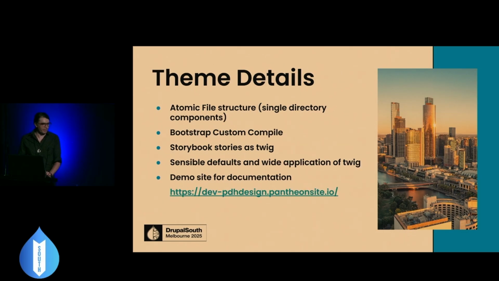We used an atomic file structure using single directory components that were then nested within the types of items. So we've got a folder of atoms, folder of molecules, folder of organisms, etc. Each of those directories contains all the possible Twig files for delivering the given component, along with a storybook Twig file, and anything else, like any custom CSS it might need.